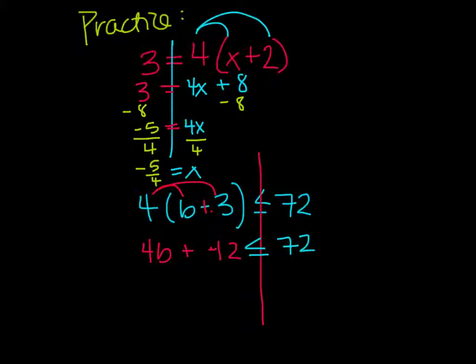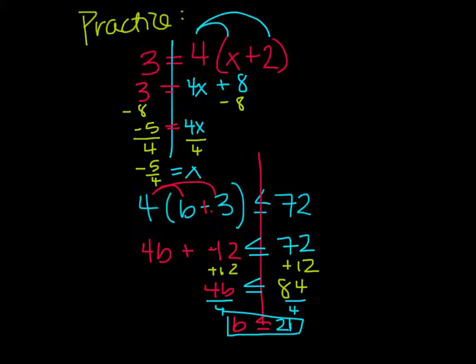From there, let's add 12 to both sides. So 4b is less than or equal to 72 plus 12, which is 84. From there, let's divide by 4. So b is less than or equal to 84 divided by 4, which is 21. B is less than or equal to 21. So we could try 20 for b and see if that works out. But this is our final answer, just like the negative 5/4 was our final answer.